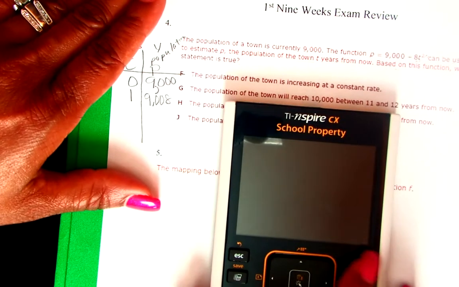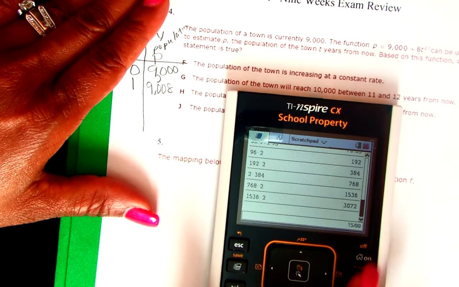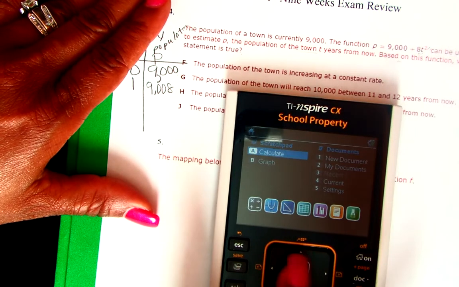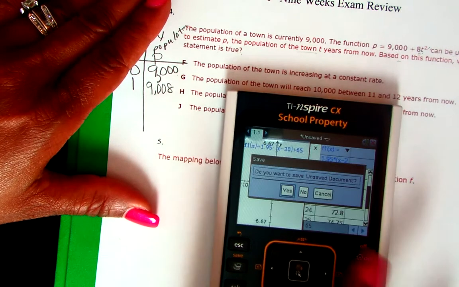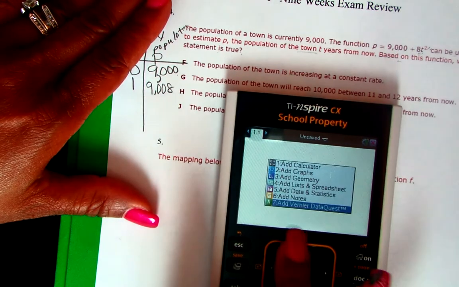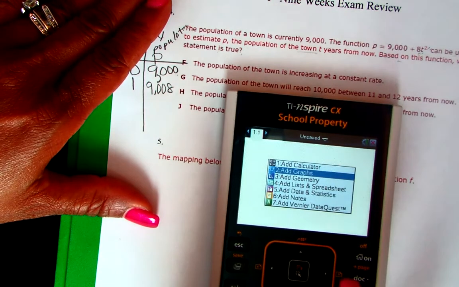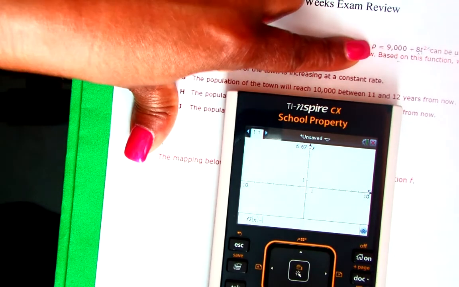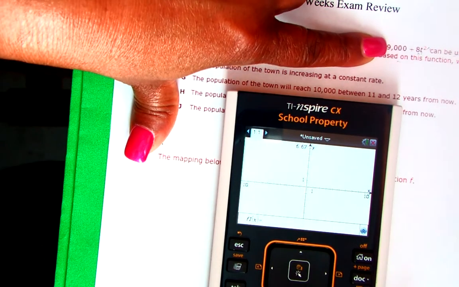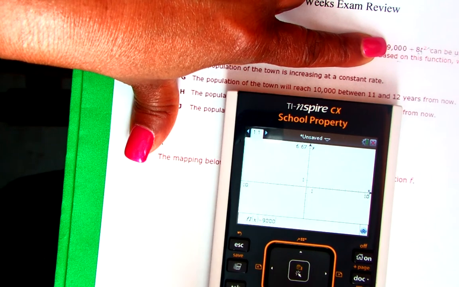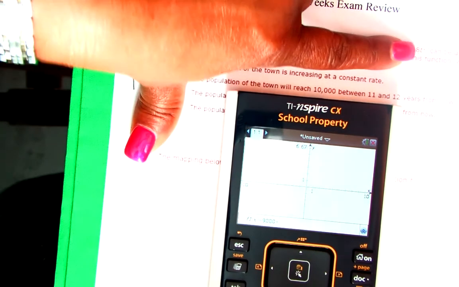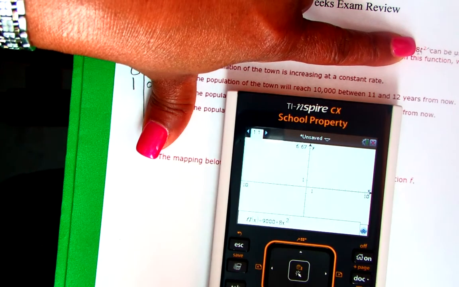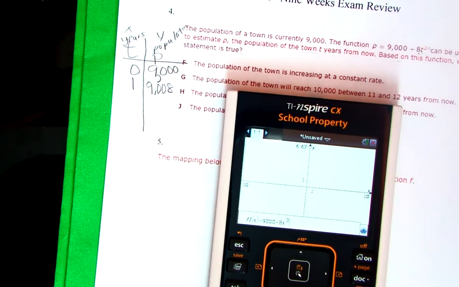What are we going to use? Inspire. So let's go put this in our Inspire menu. Okay, new document. I don't want to save anything. I want to graph. And here we go. I'm going to put in here P, that's our f of x, then 9,000 plus 8x, t is our x, squared. Then I'm going to press enter.